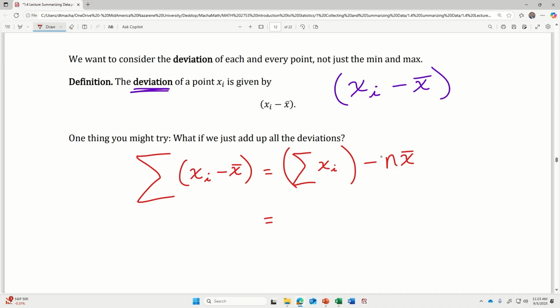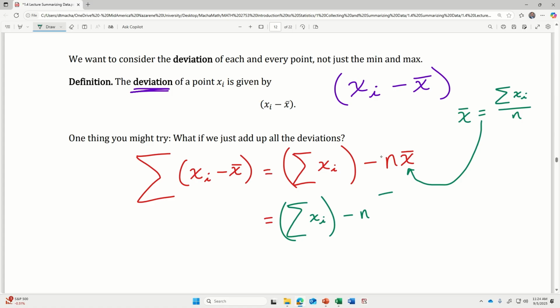But remember here for a minute that the mean itself is just the sum of all of these measurements divided by n. So let me substitute that right here, and we'll end up with something like this. These n's cancel because one of them's in the numerator, one's in the denominator. And then when I take the sum of all the measurements minus the sum of all the measurements, I get 0.